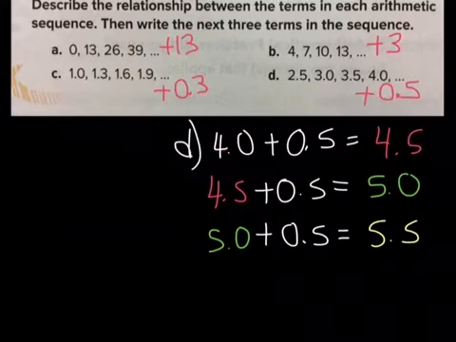And lastly, our rule was adding decimal 5. So we take our last term, 4, and we add 0.5, we get 4.5. We take 4.5, add 0.5, and we get 5. Take our 5, add 0.5, and we get 5.5. And there it is, boys and girls.